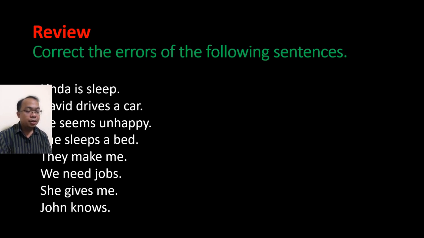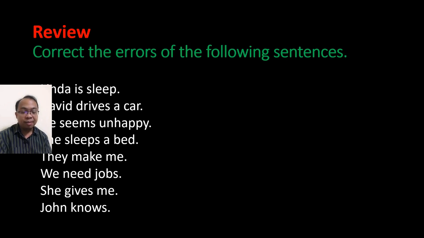Alright, let's go. Linda is asleep. Is this sentence correct or incorrect? In order to know whether this sentence is correct or incorrect, we need to analyze all the elements in the sentence based on the sentence structure lessons that we have learned in the previous lessons. Linda is the subject and is is our verb to be, and we know that the verb to be is also a linking verb, right?